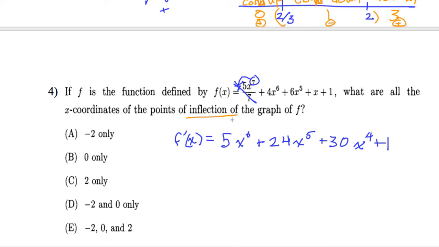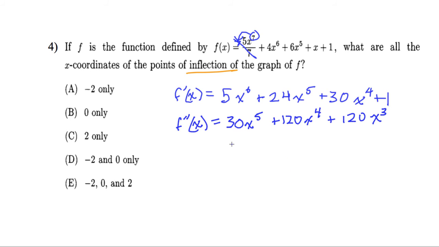All right, so far so good on f prime. Here's f double prime. f double prime of x: when I do f double prime, 6 times 5 is 30, minus 1 is going to be 5. 24 times 5 is going to be 120, so plus 120x to the power of 4. I did 5 times 20 and 5 times 4 and then added the results. Plus 30 times 4 is 120, again x to the power of 3. Looks like everything here is divisible by 30x to the power of 3. So f double prime, my factored form, is 30x to the power of 3 times x squared plus 4x plus 4.